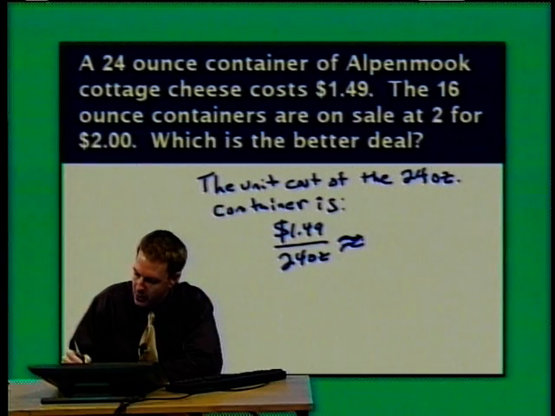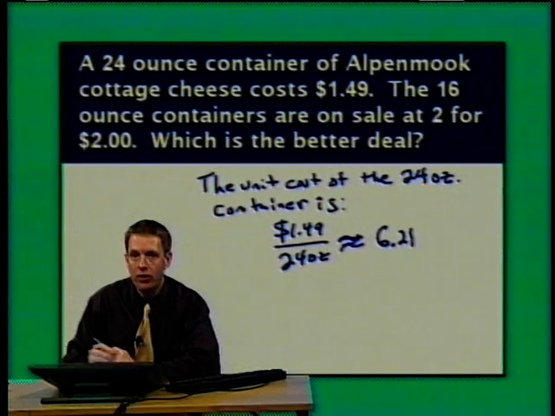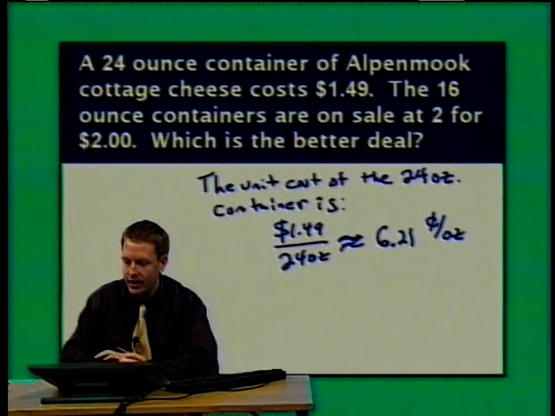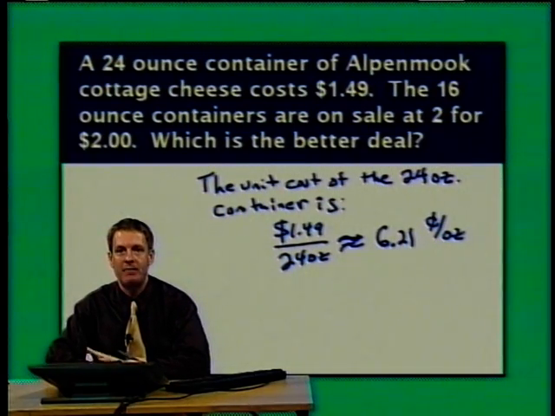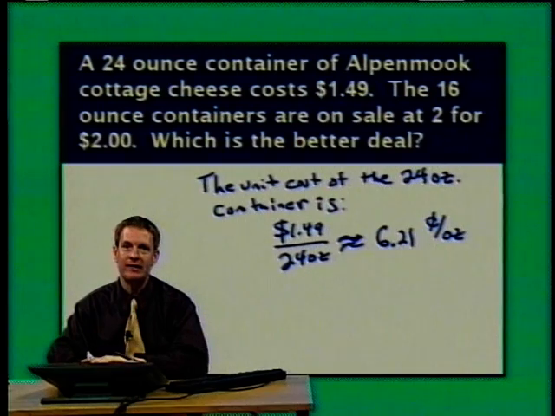And let's see, the numerical part I came up with was 6.21. And my unit in the numerator is now cents, and the unit in the denominator is an ounce. The unit cost is about 6.21 cents per ounce. 1 ounce of the 24-ounce container costs about 6.21 cents. Let's play the same game for the $2 deal.